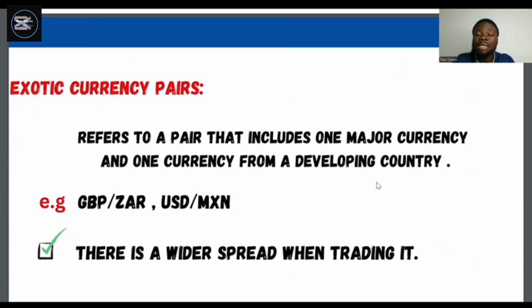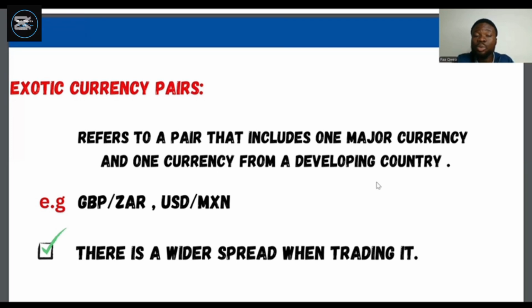So merging the majors. As I indicated, the major currencies, we have 8 major currencies. So you take one of them and pair it with one developing country. That is going to give you exotic currency pairs. So there's a wider spread when trading it, because we don't have a lot of liquidity trading such a currency pair. The spread or the commission or the charges you are going to be paying to execute such a trade is going to be very big or wide.